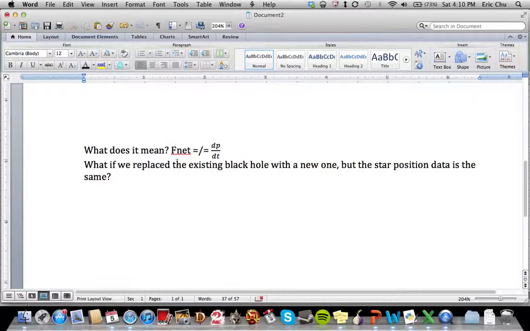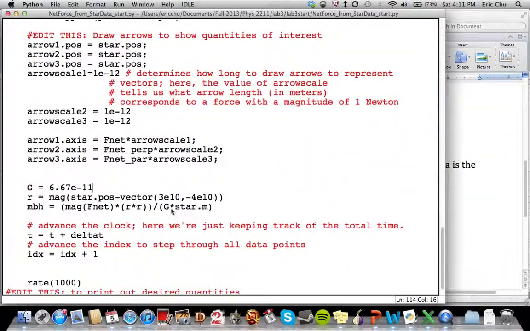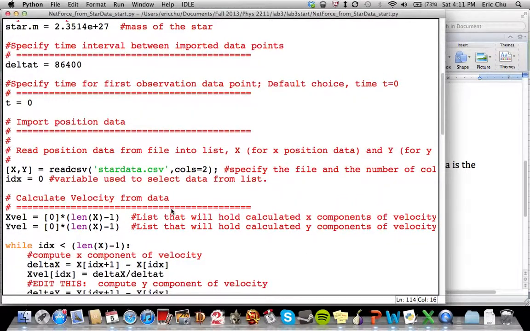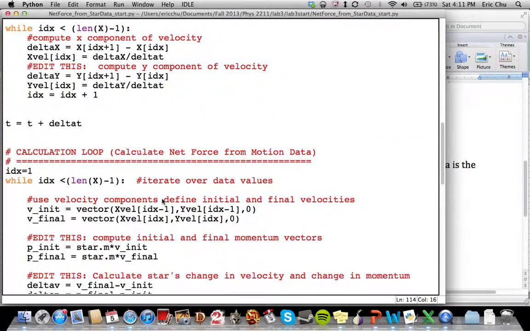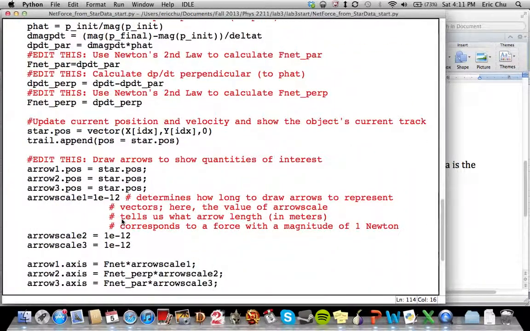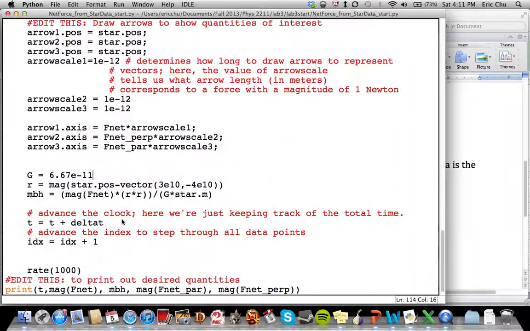And then what if we replace the existing black hole with a new one, but the star position data remains the same? I think that the mass would still be the same because, again, since the star data will be the same, our methods for calculating Fnet will be exactly the same. The values will be the same, and then when we input that Fnet into our gravitational force equation to find the mass of the black hole, since the numbers are the same, it's not going to give us a different black hole mass.